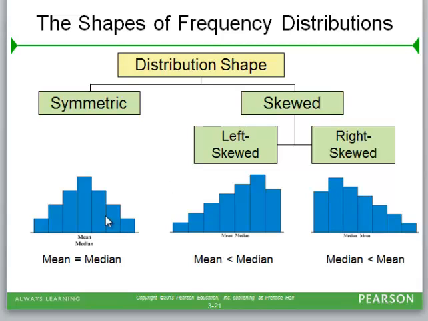For the symmetric distribution, the mean equals the median in the middle. For the left skewed distribution, the mean is less than the median, because the mean is affected by the smallest values. And for the right skewed distribution, the median is less than the mean, because the mean is affected by a few large values.